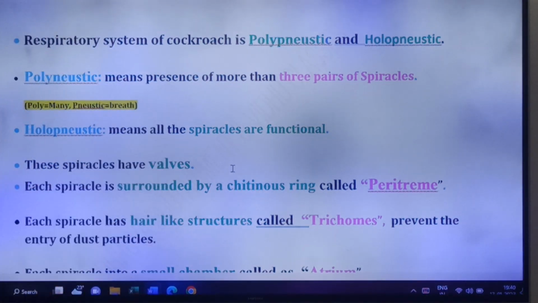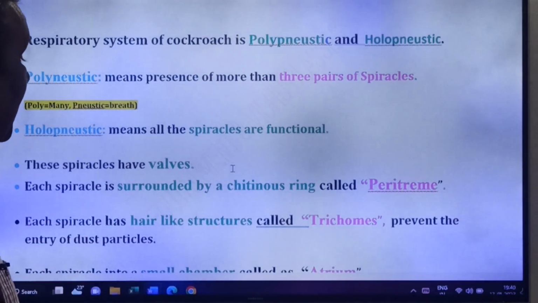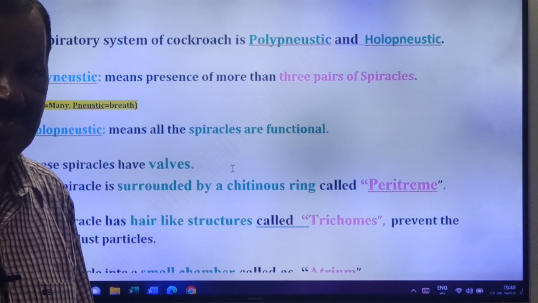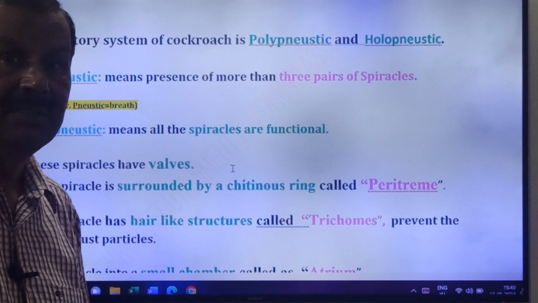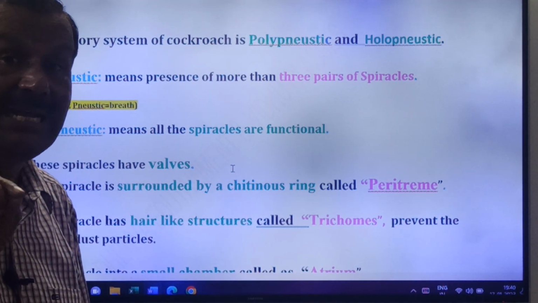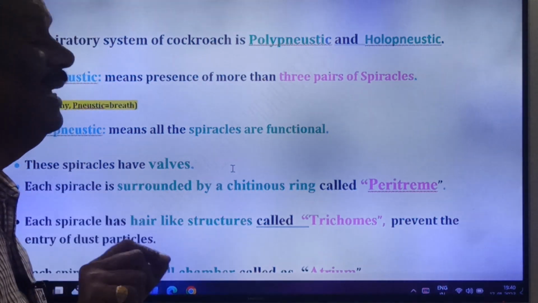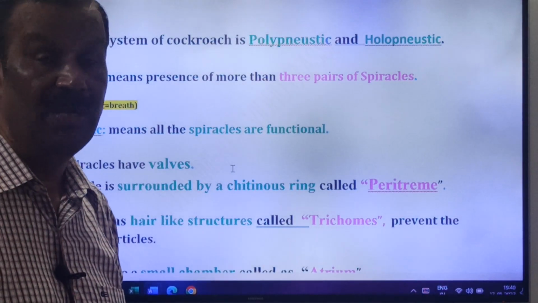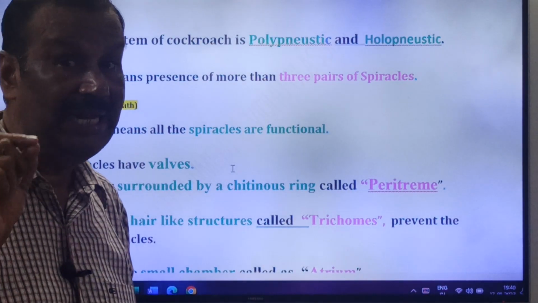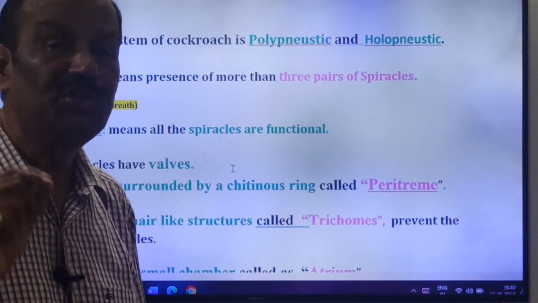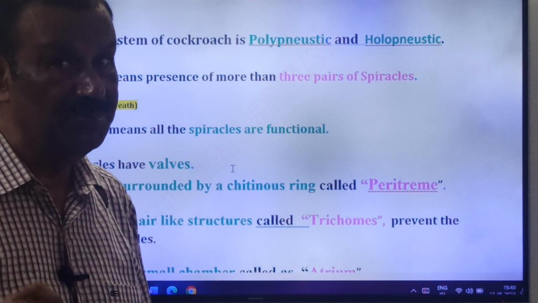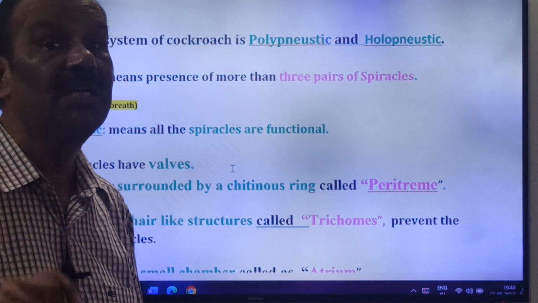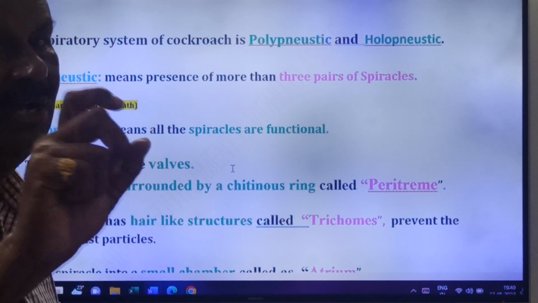Peritreme. Now see friends, next one, trichomes. What are trichomes? See friends, each spiracle has hair-like structures. See friends, our external nostrils also have hair-like structures, hair. Like that, each spiracle of the cockroach has hair-like structures. Those hair-like structures are called trichomes. What are trichomes friends? Trichomes are the hair-like structures which are present in the spiracles of the cockroach.